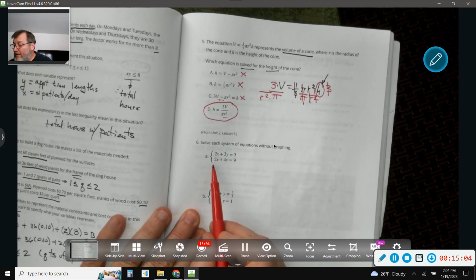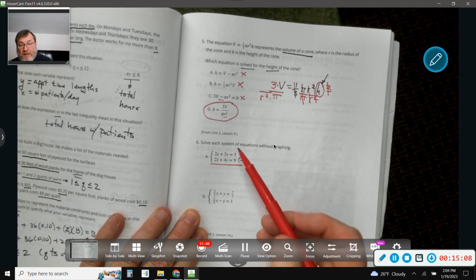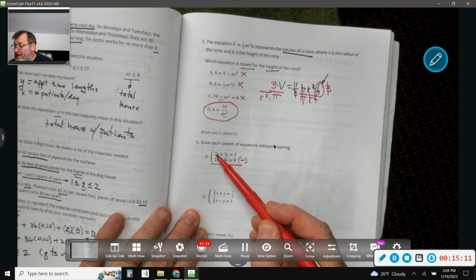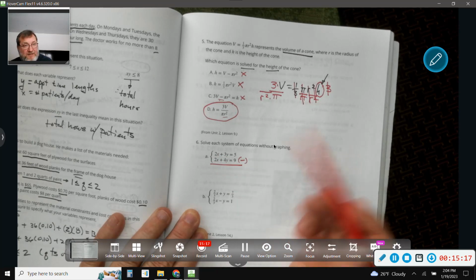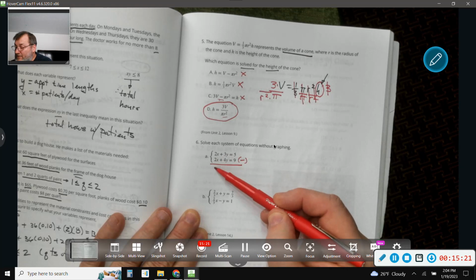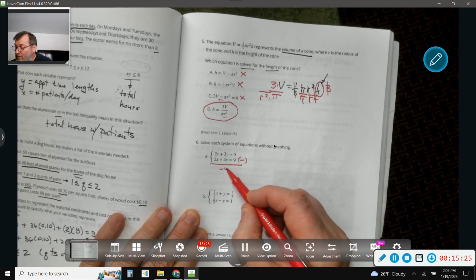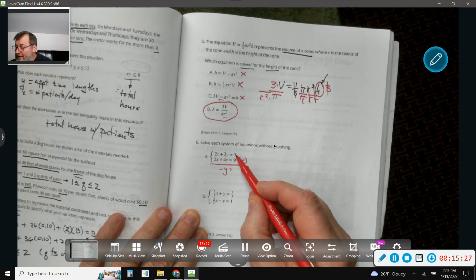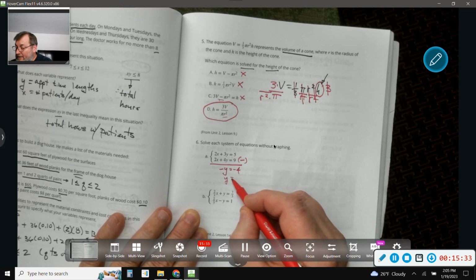So on this one, draw my little line, and I'm going to subtract. Why? Because if you look at this, you got a 2 and a 2, a 3 and a 4. The 2's here line up. All right. If I subtract the bottom one, the x's will go away, and my life becomes easy. So 2 minus 2 is nothing. 3 minus 4 is a negative 1y. And 5 minus 9 is a negative 4. So now y equals 4.